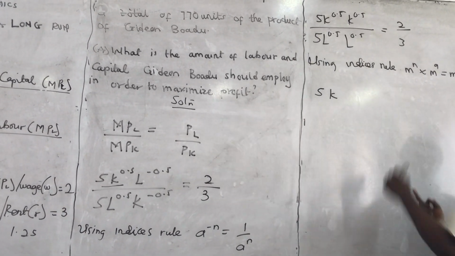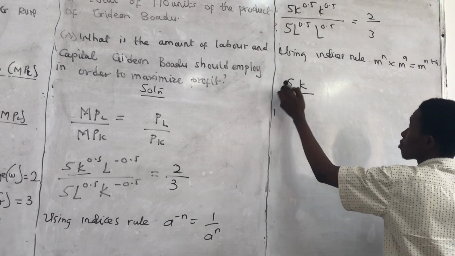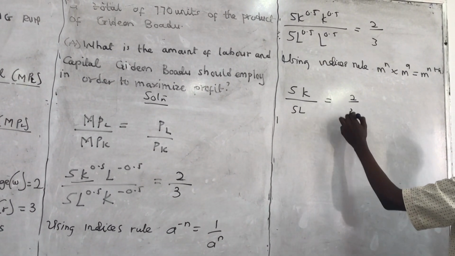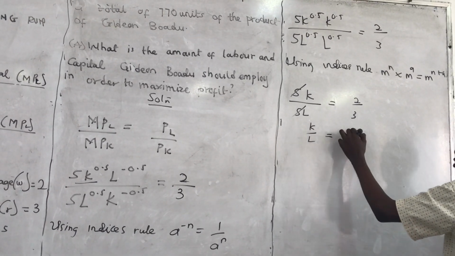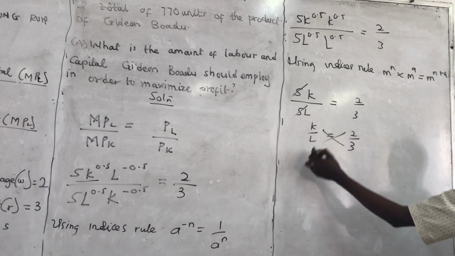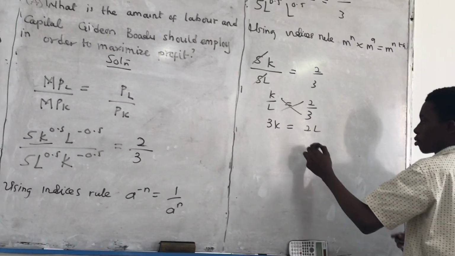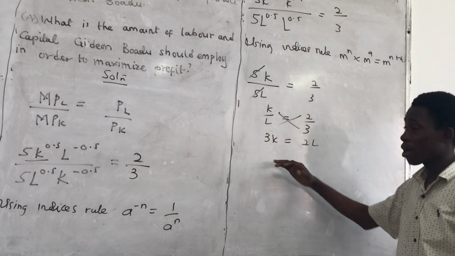We add their exponents: 0.5 plus 0.5 gives 1, so we don't write it. We are left with 5L on one side, and now it's 2 over 3. The next thing is you can cancel out, so we now have Q over L is equal to 2 over 3. You can then cross multiply: 3K, we have 3K, and we have 2L. You can decide to make any of them the subject, whether capital or labor.